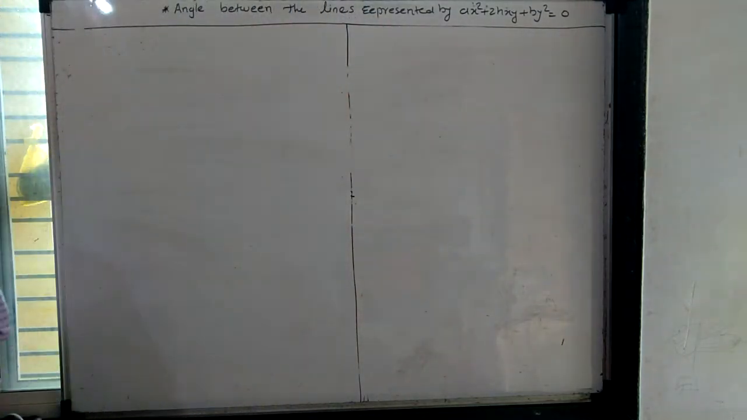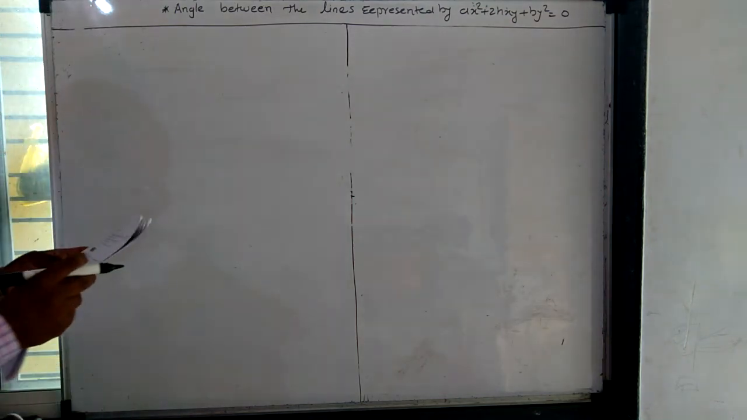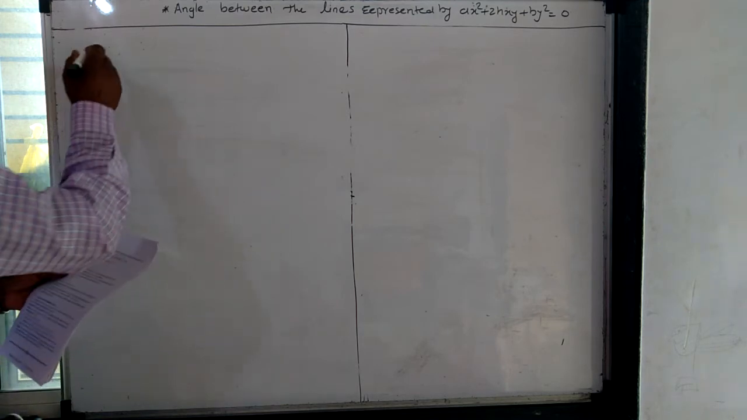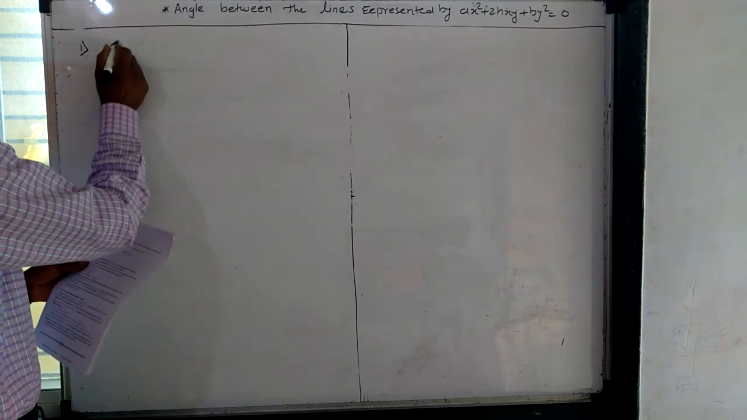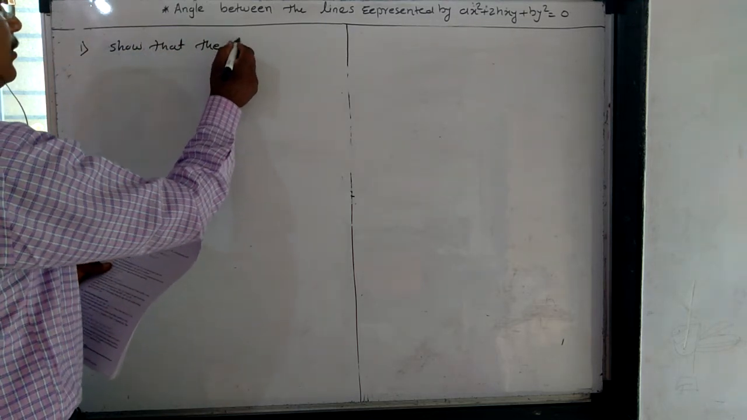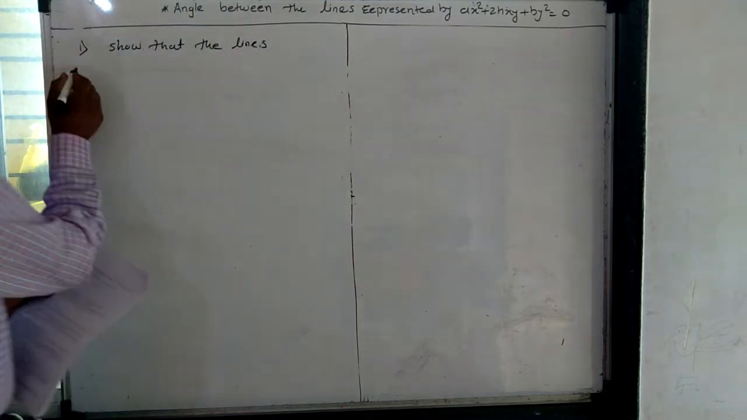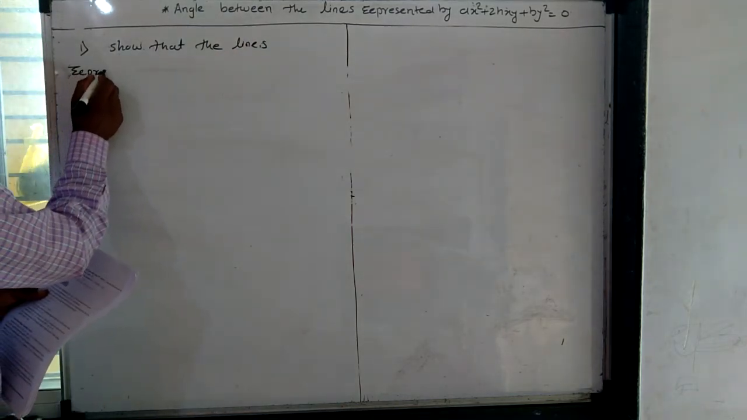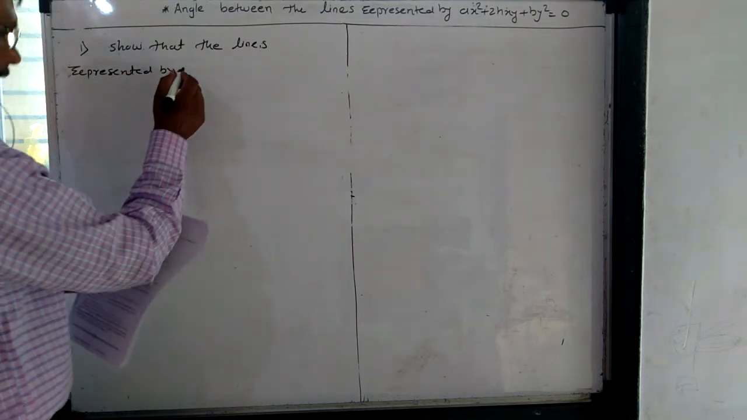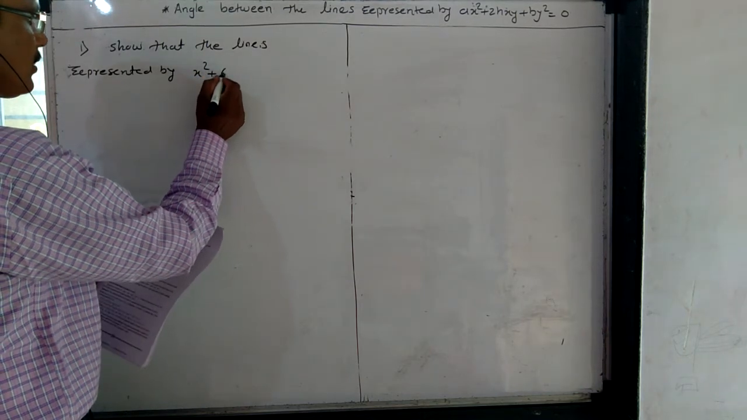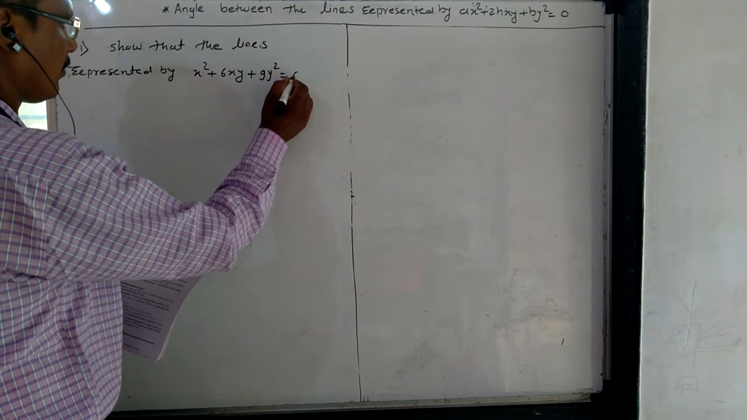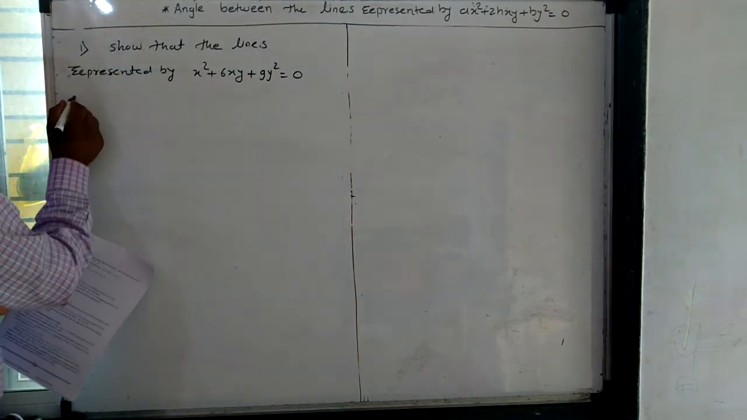Now first problem is: show that the lines represented by x square plus 6xy plus 9y square is equal to 0 are coincident.